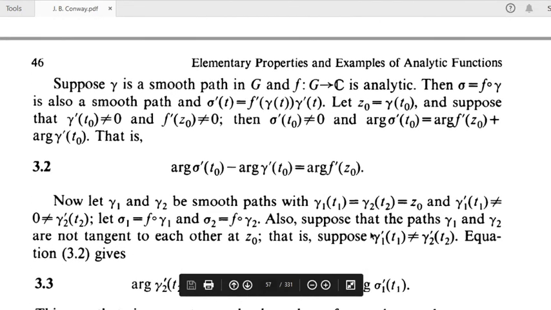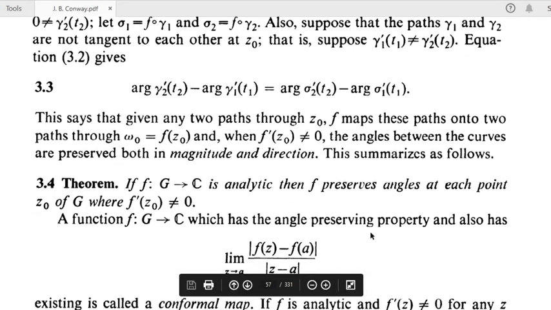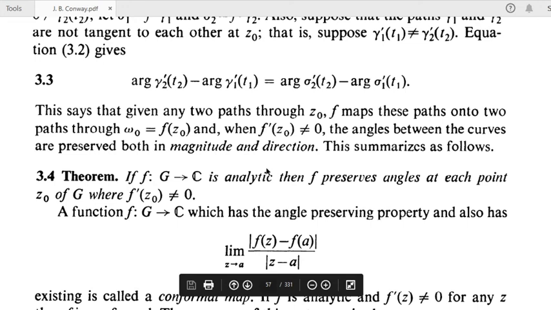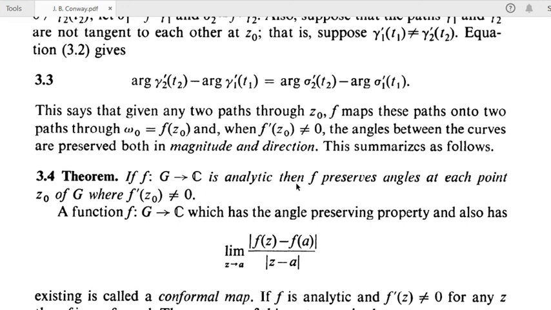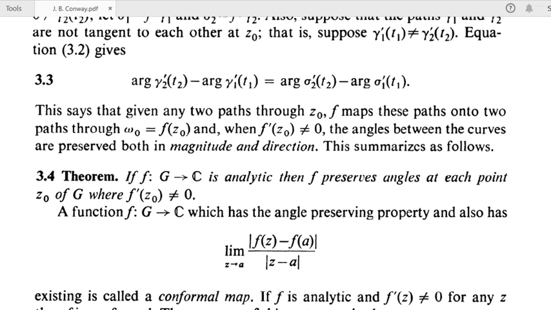In the next session, we are going to prove Theorem 3.4, which will be the next lecture video. So keep on reading this intro part so that you become familiar with all these concepts about smooth paths, the angle between two smooth paths, and so on.